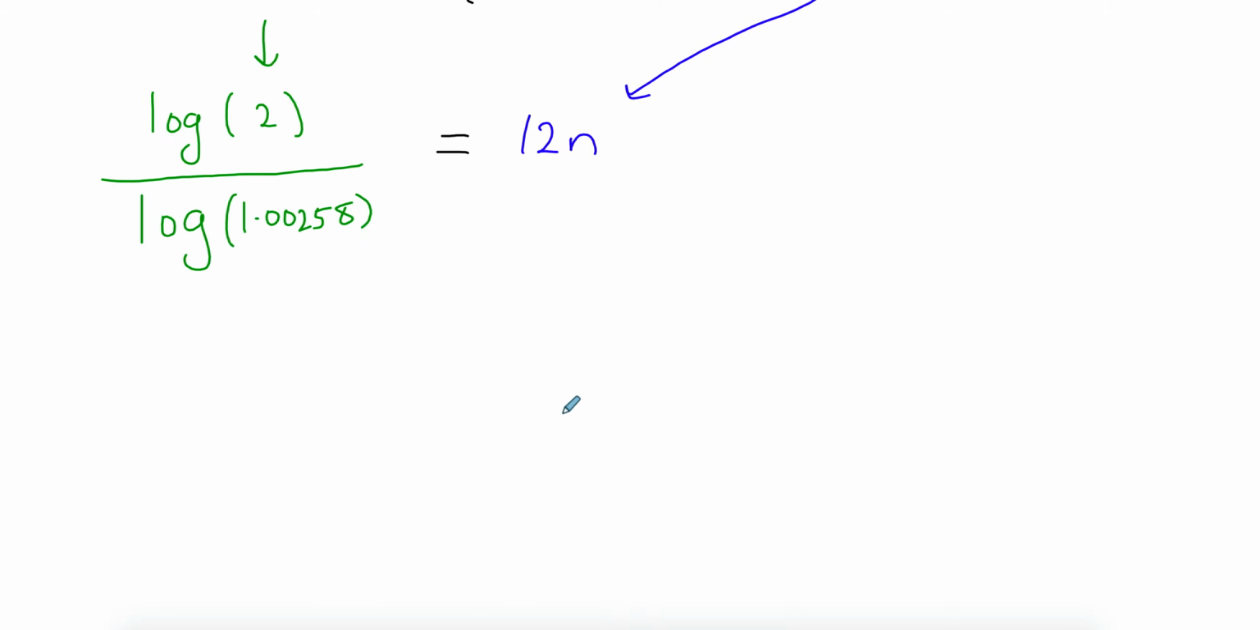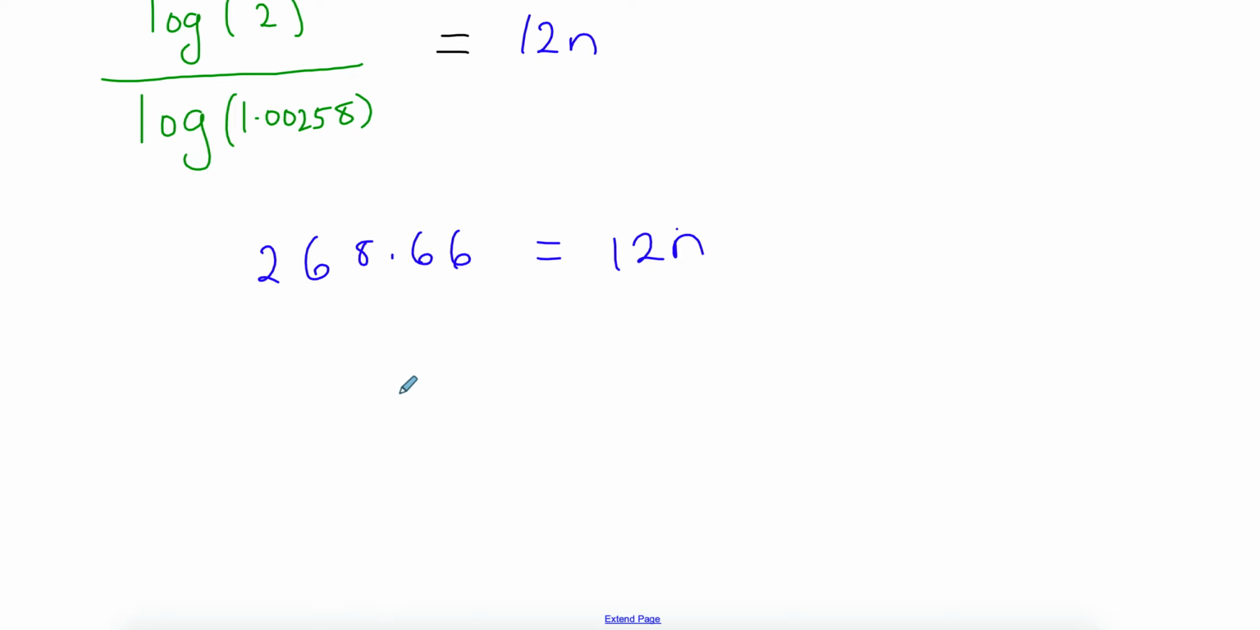Now try to find log in your calculator, and log of 2 divided by log of our answer will be 268.66 equals 12n. Now it doesn't make sense to have this as years, and yes, it doesn't make sense because it's 12 times the n years.